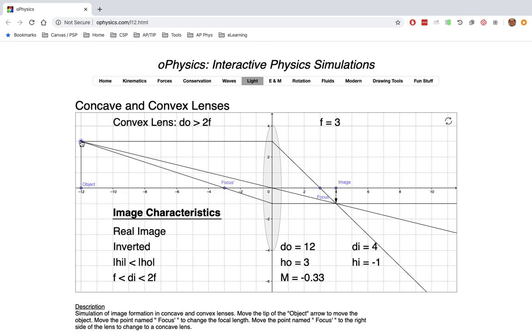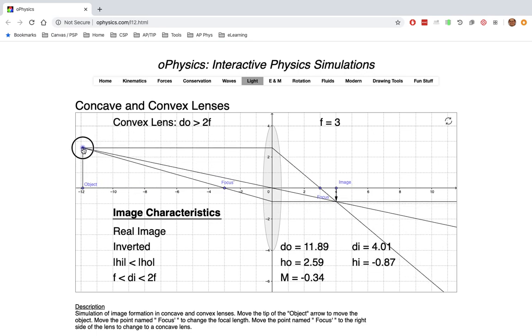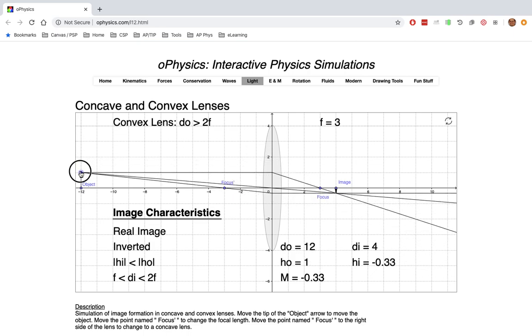So the top of the arrow is what you can move to drag. So I've got to make the height of my object 1 centimeter, and it's got to be 12 centimeters from the lens. That's how we measure the distance to the object, how far it is from the lens. And you can check down here to see if you're right. So the distance to the object is now 12, and the height of the object is 1.